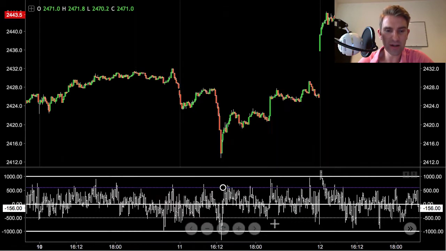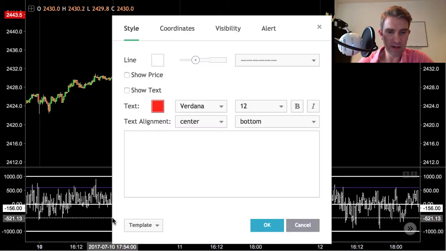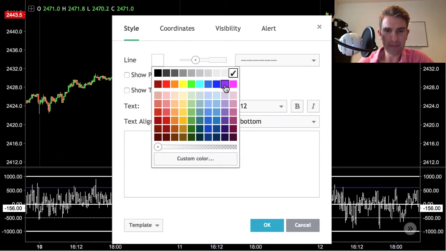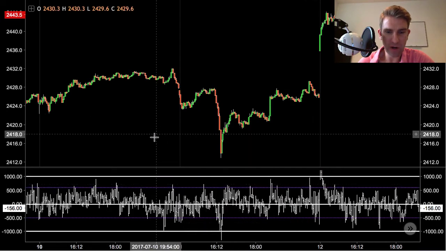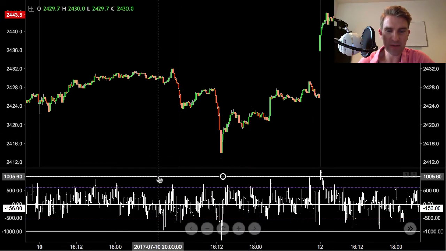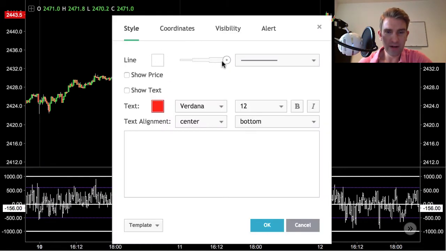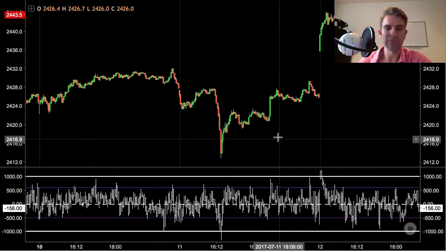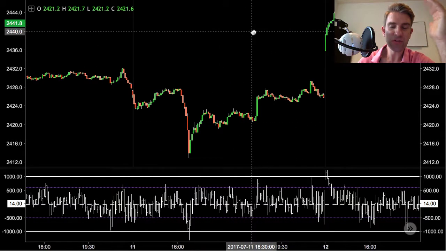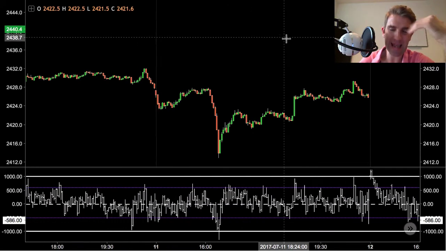So let's change some of these line colors a bit because we're a bit crowded here with color, and this will highlight things a little bit better, I think. That'll do for now. Okay, let's make the zero line a little bit thinner, and let's make it dashed so we know what's going on.